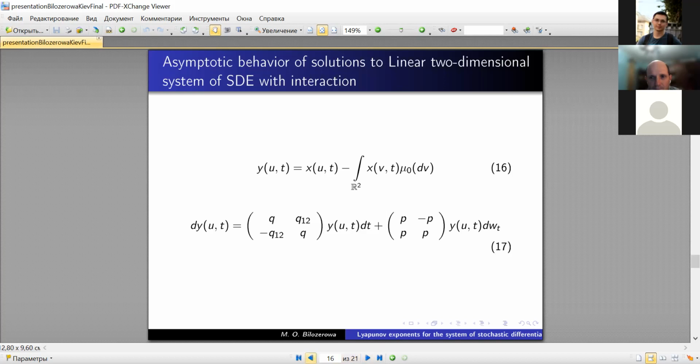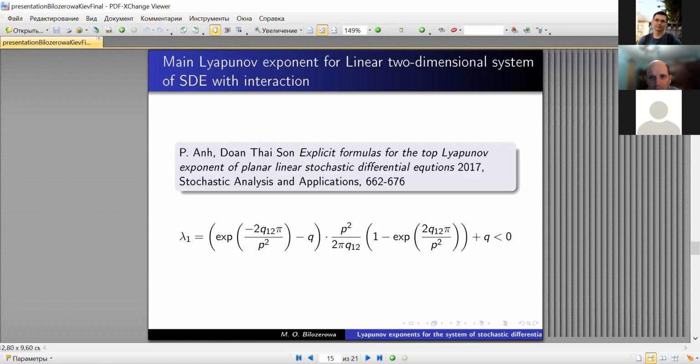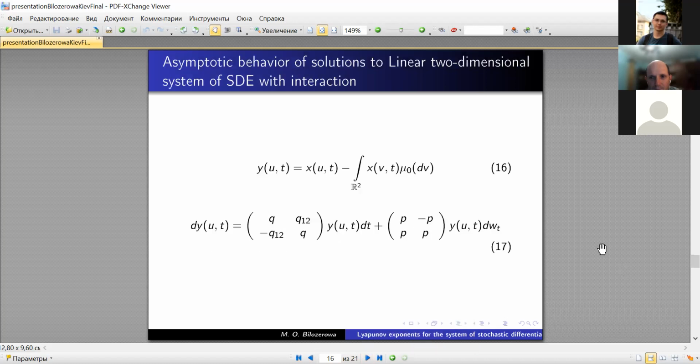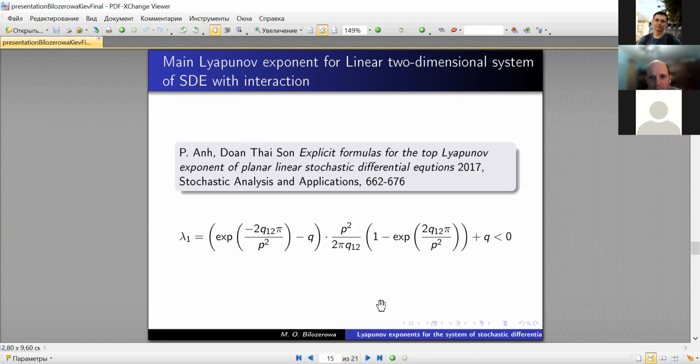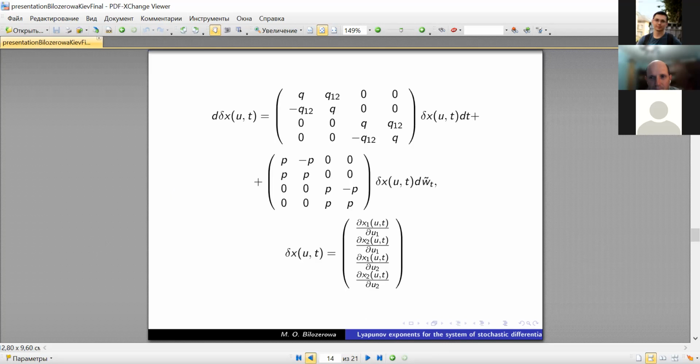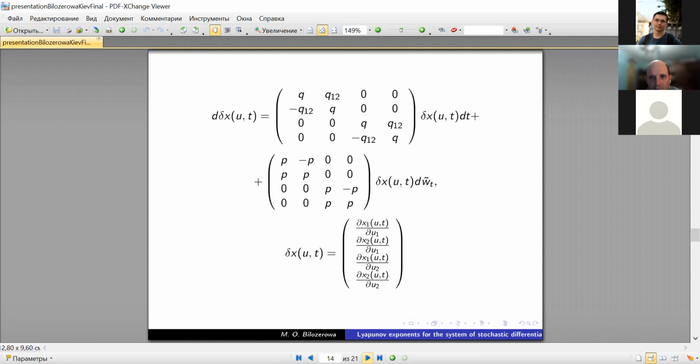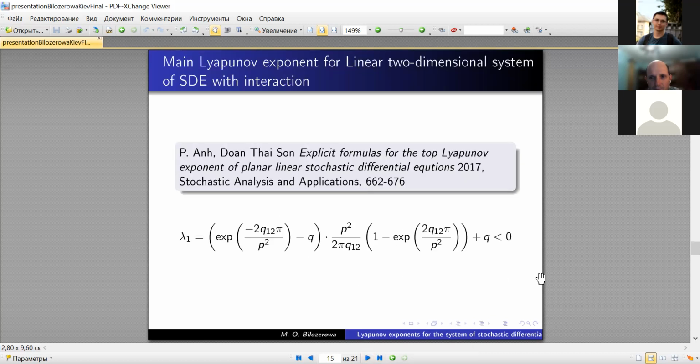of the type 17. And then I found the paper of An and Hai, and they calculated the top Lyapunov exponents exactly for the systems of the second order. And I used the result for the system 17. And I get that it has the next form, where Q, P are from my system. And now let us notice and let us prove that for my case, so if Q12 is not equal to 0, P is greater than 0, and Q is negative, this top Lyapunov exponent is always negative.